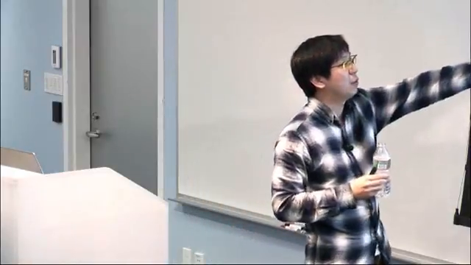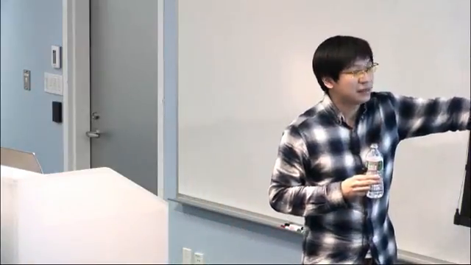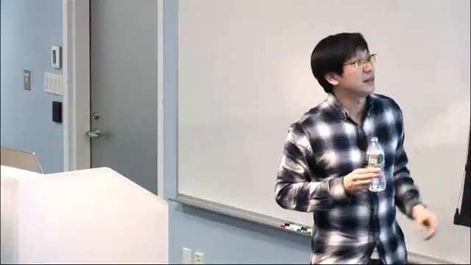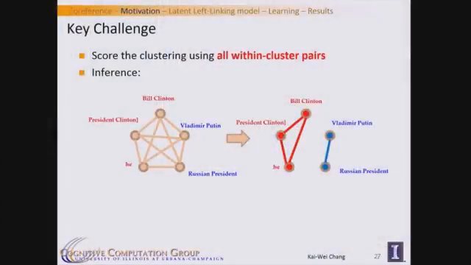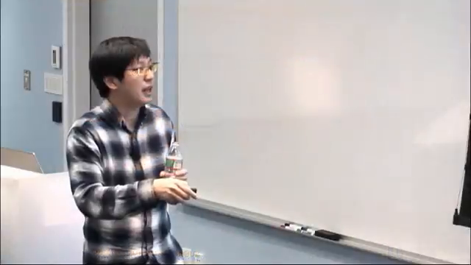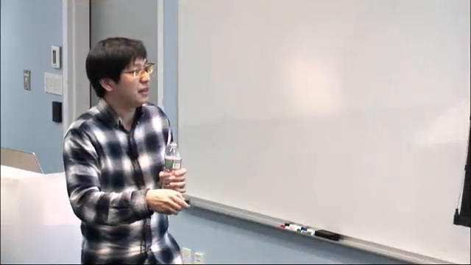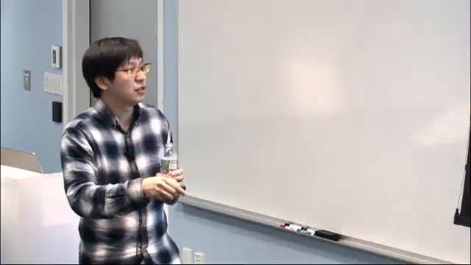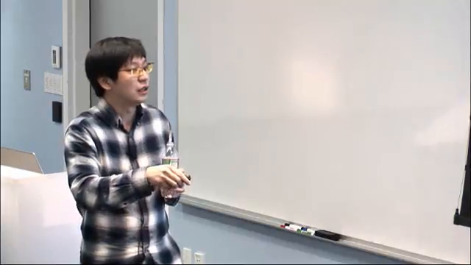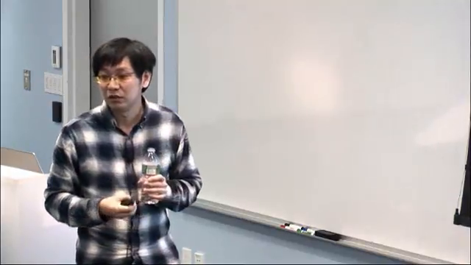Okay, the goal here is that we want to learn a clustering score based on this similarity metric, so that we can do the prediction of a clustering. One straightforward way to design the clustering score is to use all the within-cluster pairs and sum up all the similarities between them. For example, in this case, if you get a clustering like this, then the cluster score is just the sum of all the red edges and this blue edge.